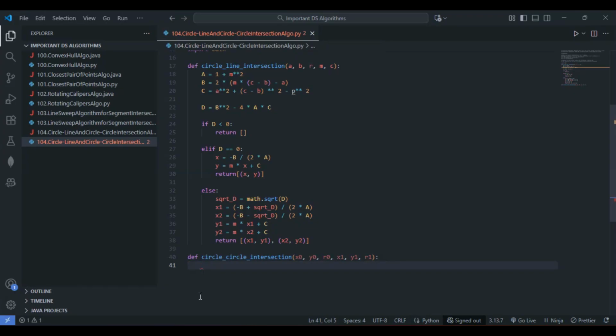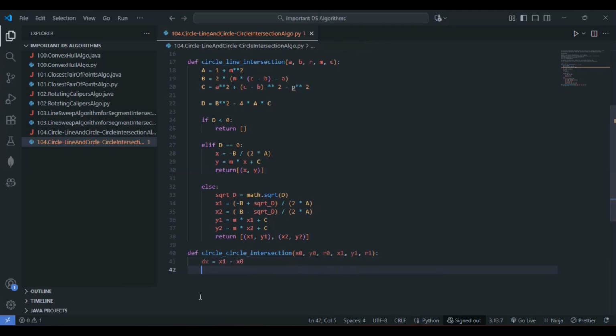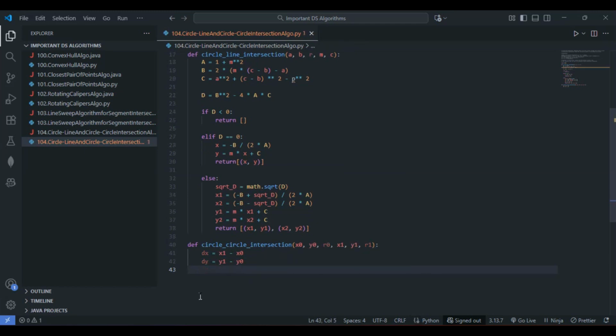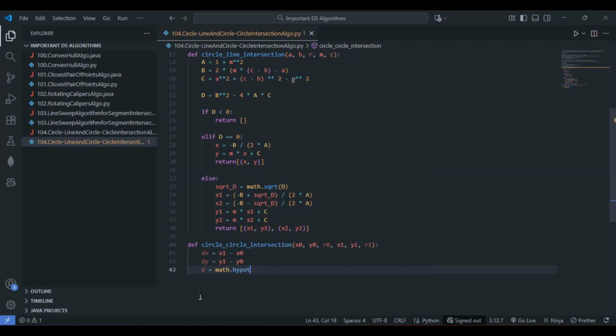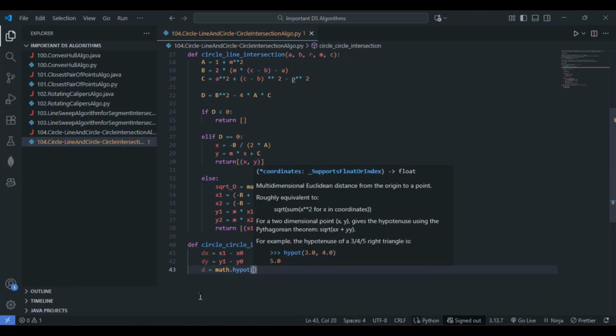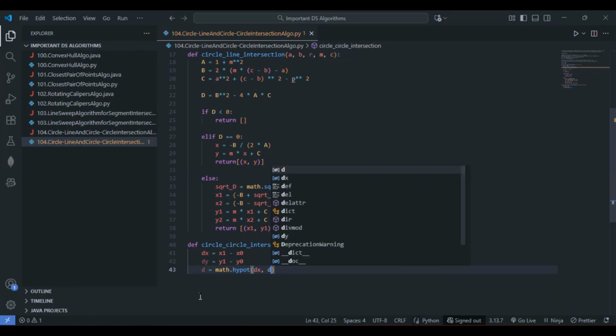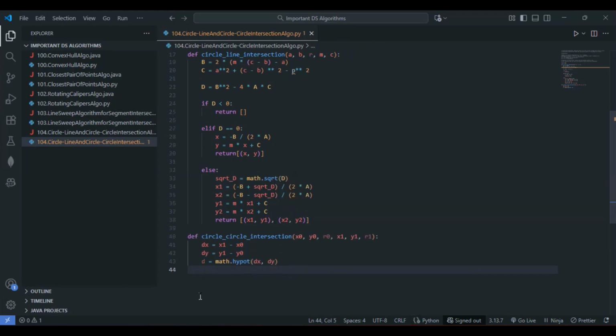Within this function, first let's go with dx, dy as well as d. So dx, let me assign to x1 minus x0. Next, dy equals y1 minus y0. And the final one, d equals math dot hypot of dx comma dy. So this is fine.